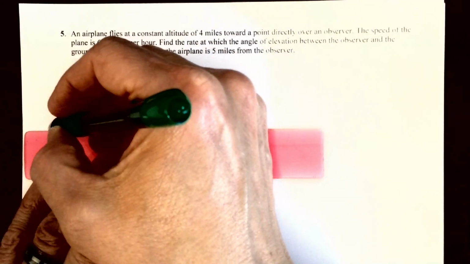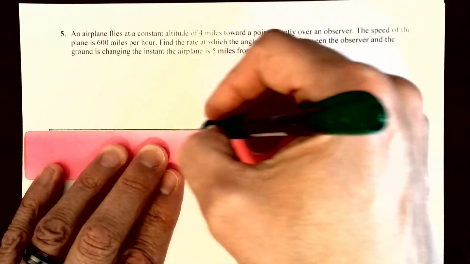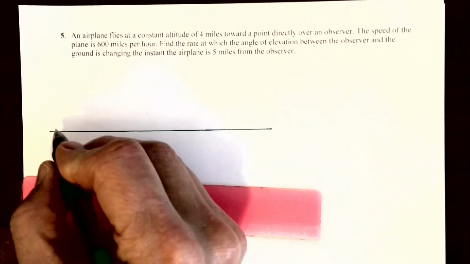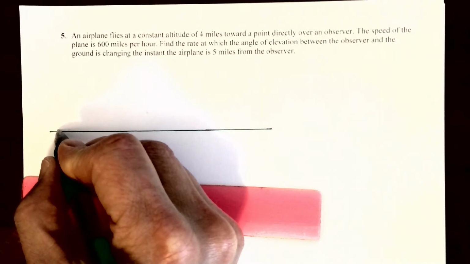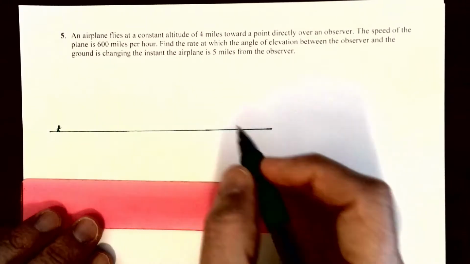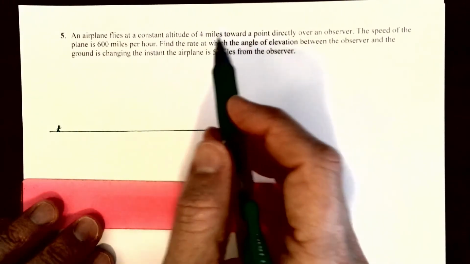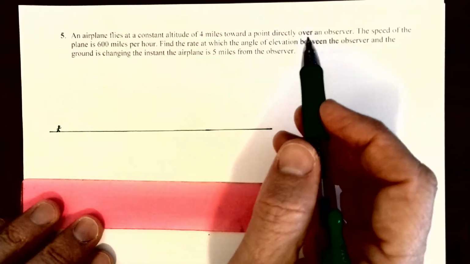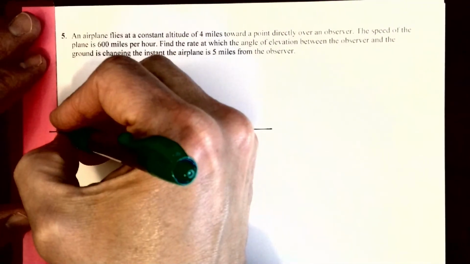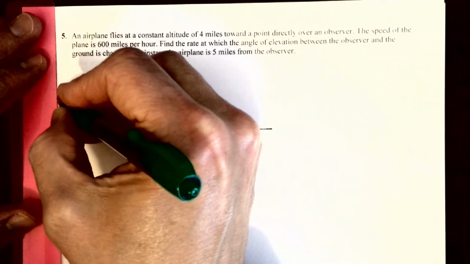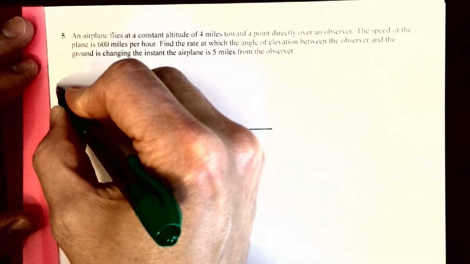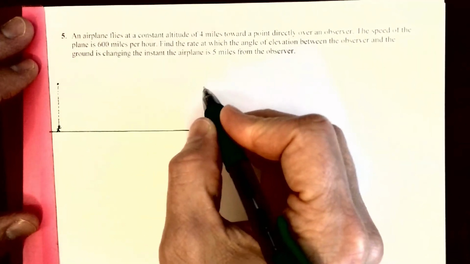there's a certain level ground here where the observer would be observing from. I mean, there might be hills and everything, but we'll just assume the observer is right here. So here's our observer. We'll just draw a little stick person there. And then the plane is flying toward a point directly over the observer. So if I were to come up directly overhead from the observer, some point that was obviously 4 miles above, the plane is flying towards that point.